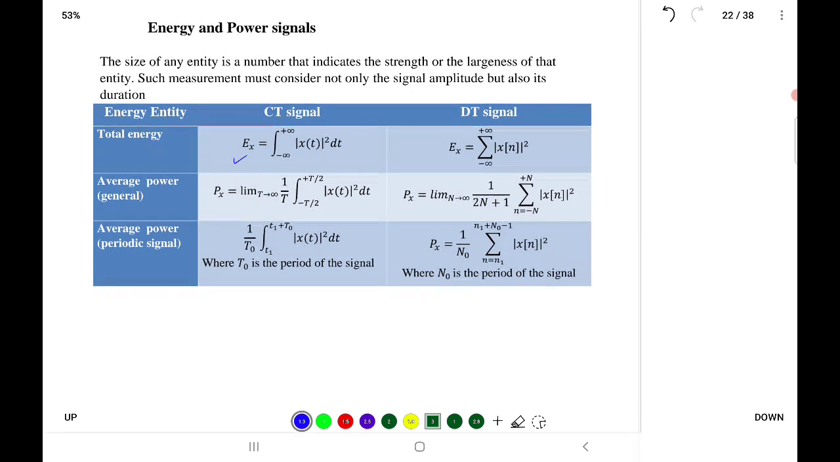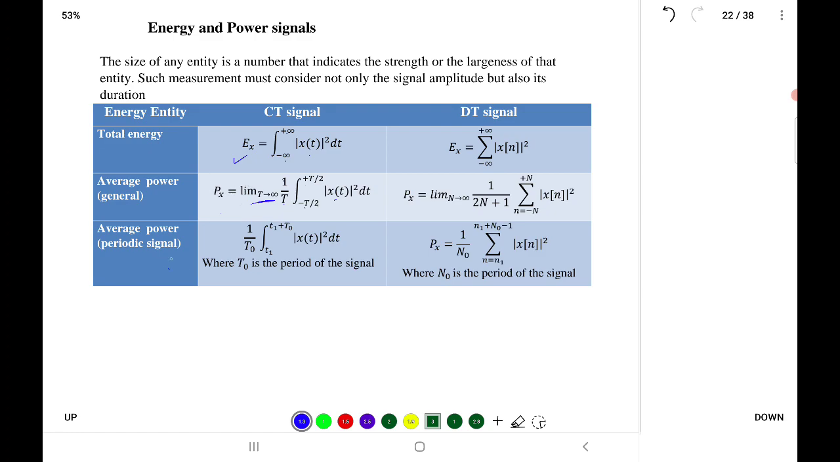How do you find the power? It will be similar to this process: you square the magnitude of the signal itself and integrate it, but you don't integrate from negative infinity to infinity. No, you integrate from negative T over 2 to positive T over 2. Remember, T is not the period because we are not saying it's a periodic signal. It's a general signal. You just pick any T over 2 from negative to positive, and then after the integration, divide by T and take the limit when T goes to infinity. That will be the average power of a signal.